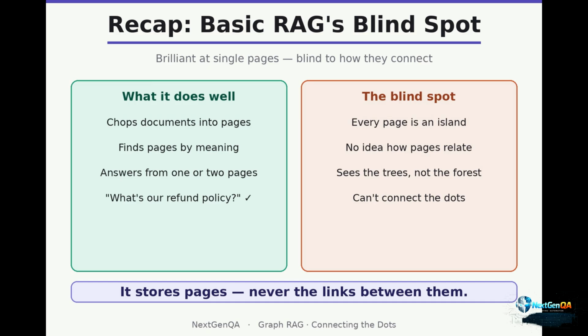So the moment your question needs relationships, how this person connects to that company, how one event led to another, or the big picture theme across hundreds of documents, Basic RAG starts to stumble. Let us look at exactly the kind of questions it falls into.